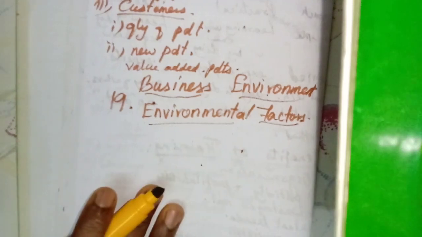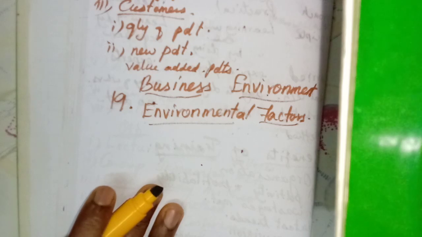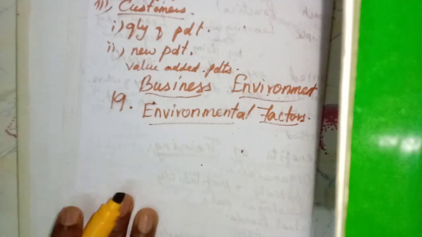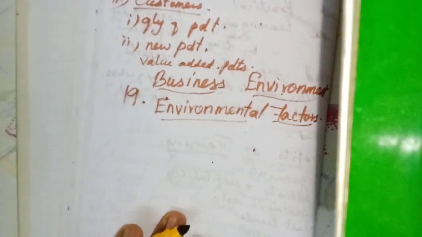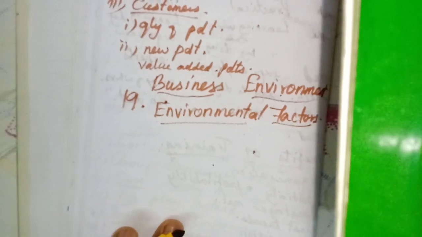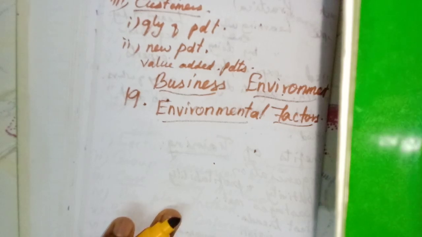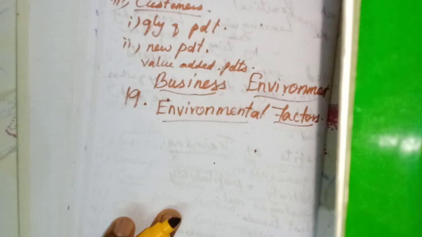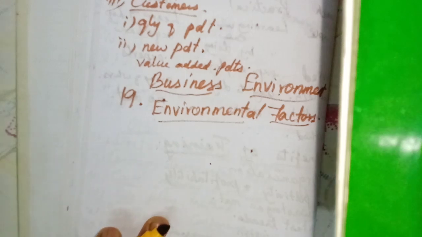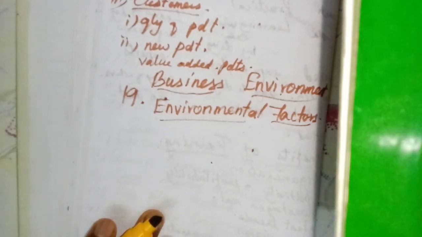I will explain what the meaning is. Environment means the surrounding. What is the environment? We ask, isn't it? Just the surrounding condition, we say that is environment. So we can say, inside and outside the organization, the factors that influence the business operation, we can say is the business environment.